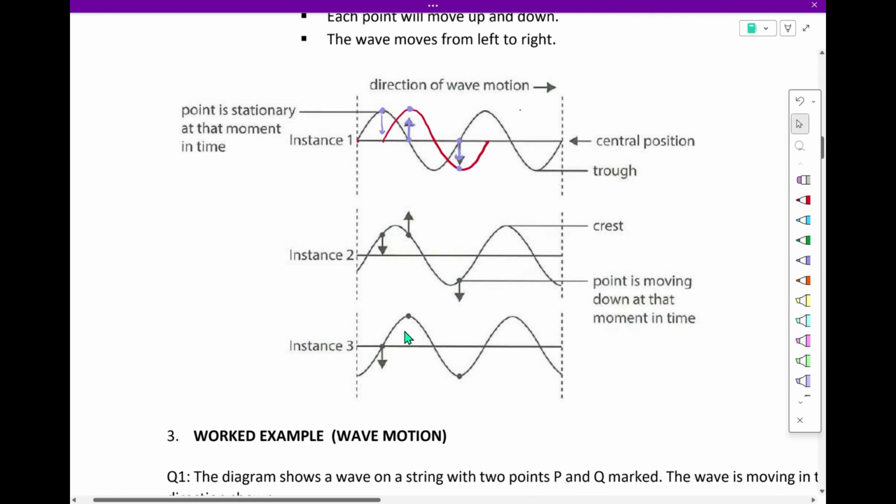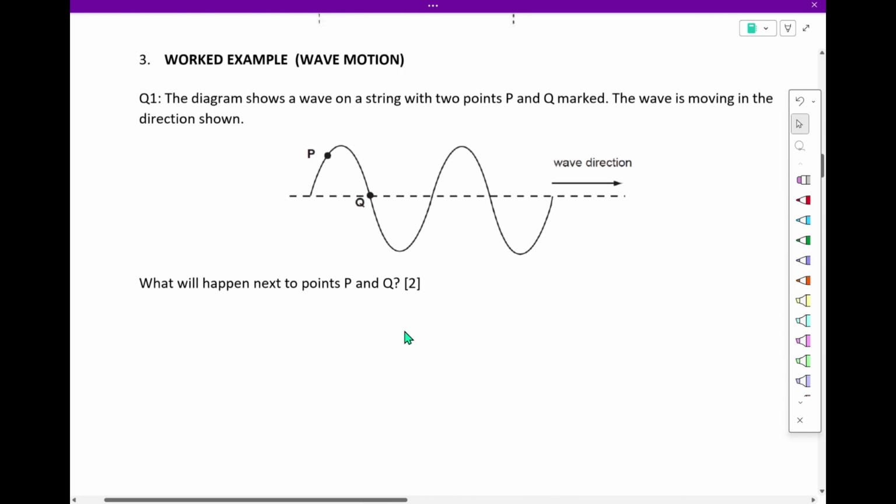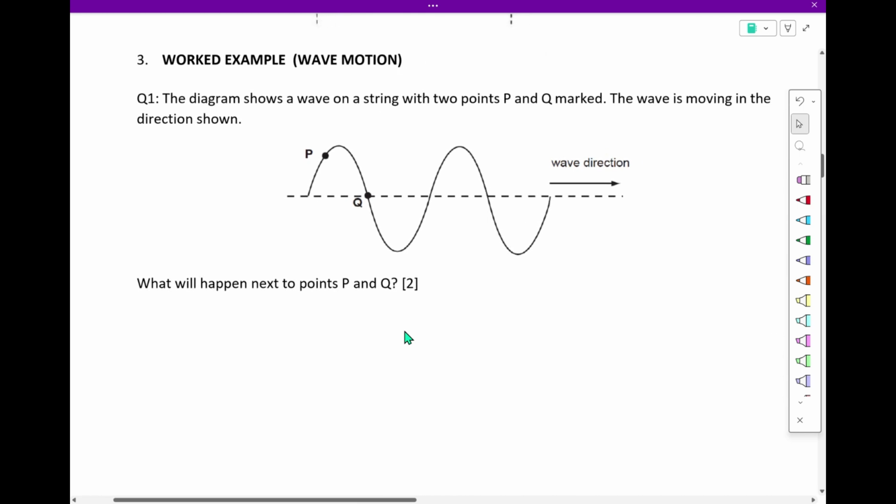Okay, so below here you have your diagram and you have the wave here. Now the wave, they tell you, is moving to the right. So you can just imagine I have a wave like this. What happens when I move it to the right? When I move it to the right, can you see that the particle P will move down, whereas Q will move up? So how do we phrase it?